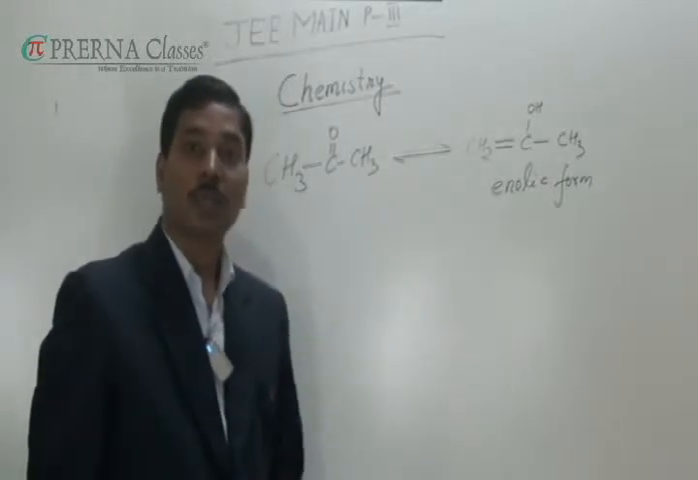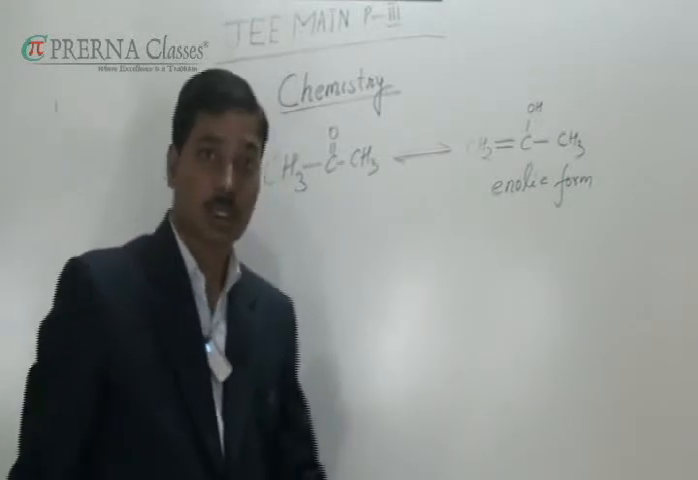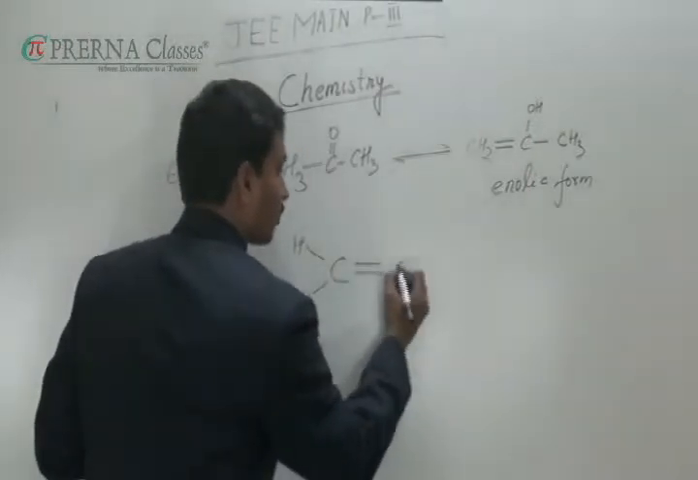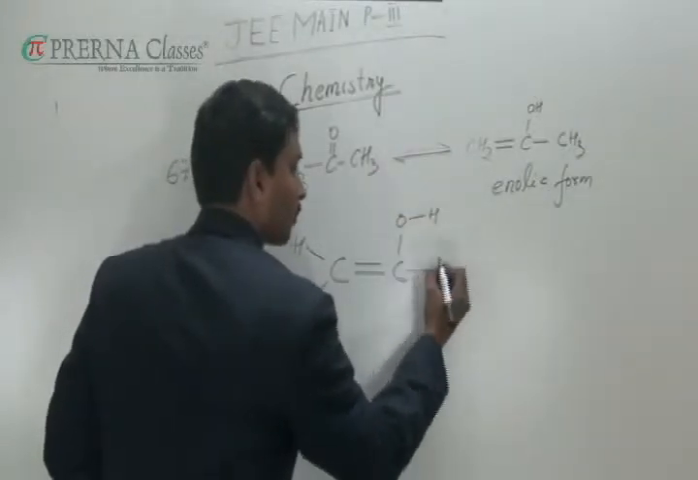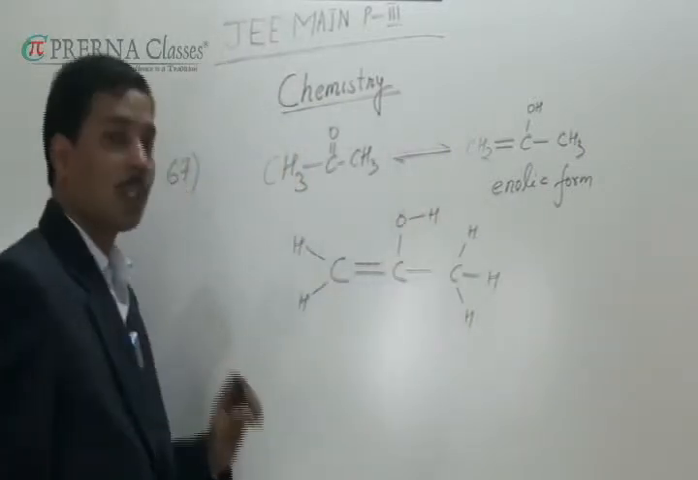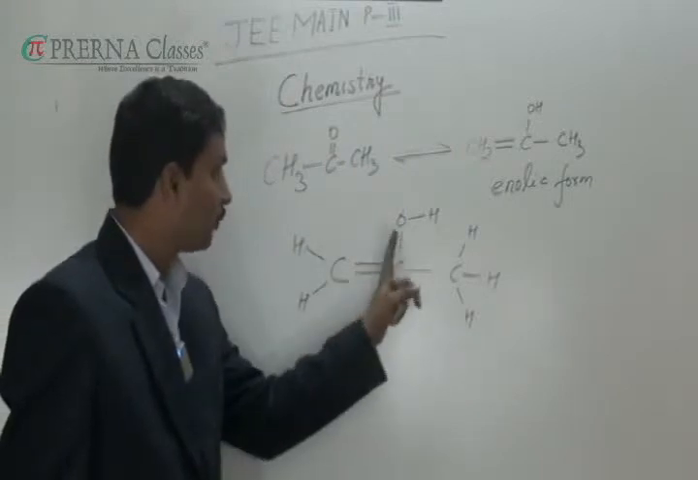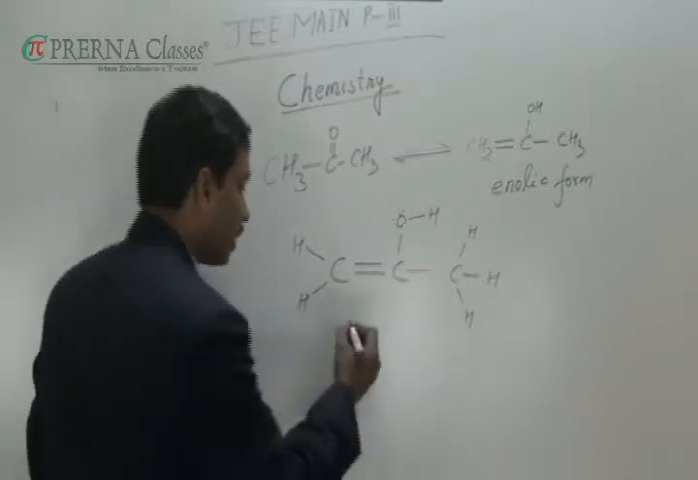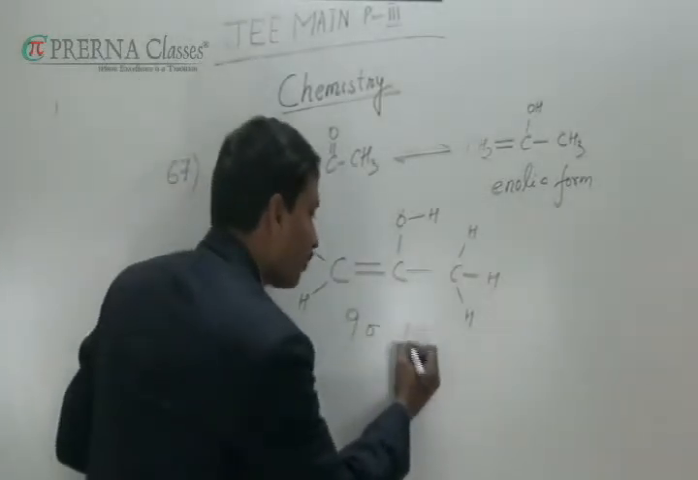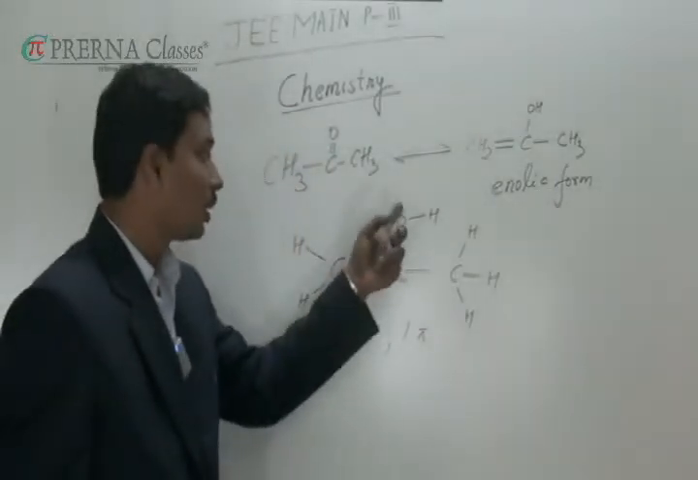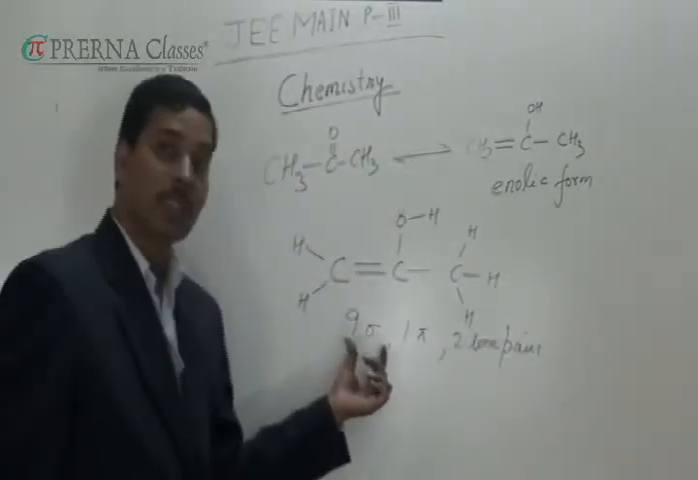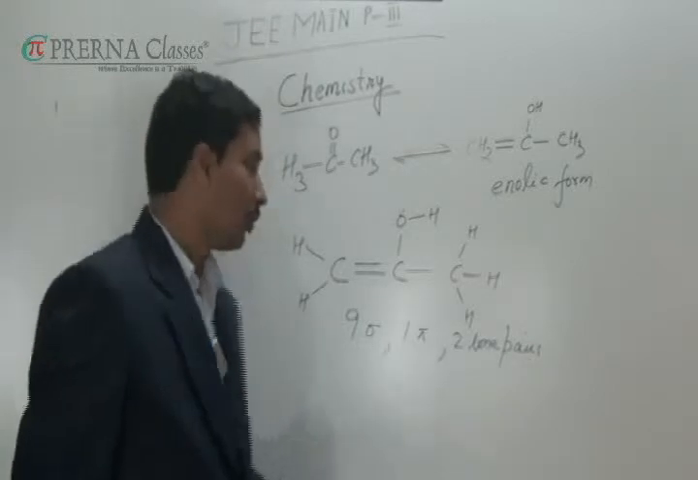Now in this we have to find the number of sigma bonds, pi bonds and lone pairs. Therefore we have to draw the structure. So we can count the number of sigma bonds first. 1, 2, 3, 4, 5, 6, 7, 8, 9 sigma bonds are present. Next pi bonds, only one pi bond since there is only one double bond. And the number of lone pairs, since oxygen contains 2 lone pairs, so we can write 2 lone pairs. That means the answer is 9 sigma bonds, 1 pi bond and 2 lone pairs. Therefore, it is option A.